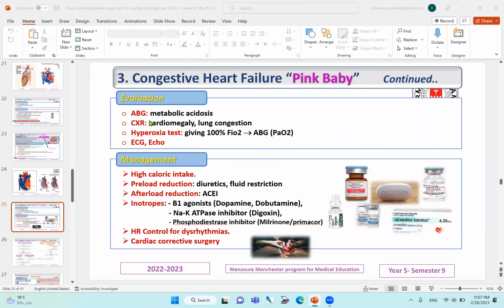Evaluation of any baby with congestive heart failure: arterial blood gas, chest X-ray, where you will see cardiomegaly and lung congestion, hyperoxia test, and ECG and echo. Management of heart failure: you have to give the baby high caloric intake, preload reduction, diuretics, and fluid restriction. Afterload reduction with ACE inhibitor, inotropes of different types like dopamine, dobutamine, and digoxin. We have to control the heart rate for dysrhythmia and do cardiac corrective surgery.